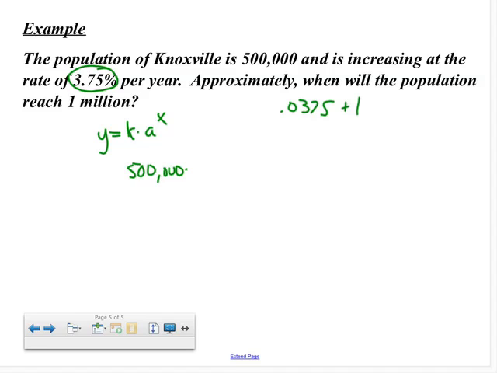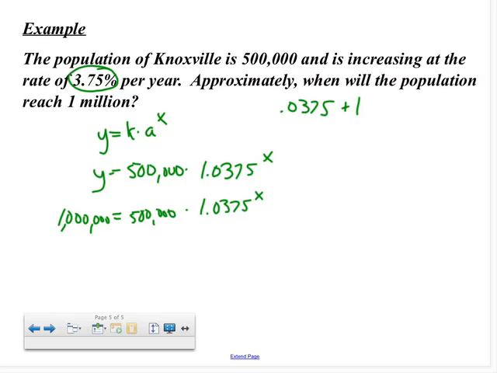But of course, you add 1 so that we make sure you have growth, right? The 1 is keeping the original population, and the 0.0375 is the growth. So my multiplier here will be 1.0375 raised to the x. That's my equation here. Now we want to know when will the population reach 1 million, so I would put in 1 million for y. And much like that last problem, I'm going to solve this for x. I would start out by dividing both sides by 500,000, and when I do that, I end up with 2 on the left-hand side, and I have 1.0375 to the x.